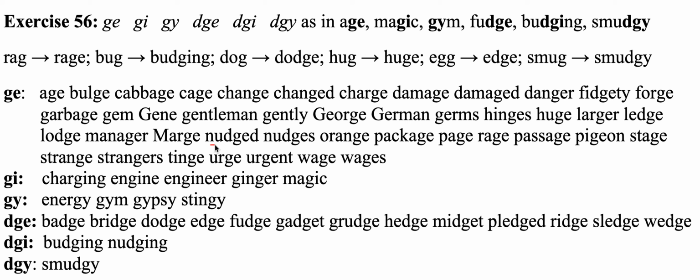Next one is nudge. When you nudge something, you just push it a little. And here we have nudges. A color, orange, or it could be an orange that you eat. And gifts come in a package.